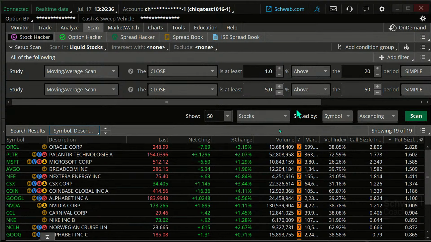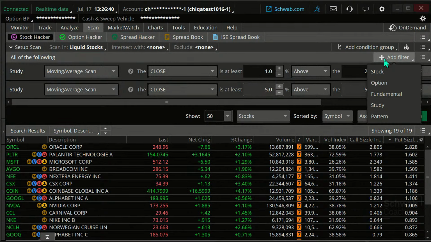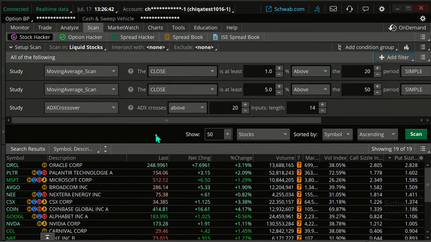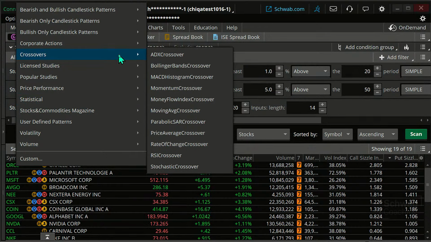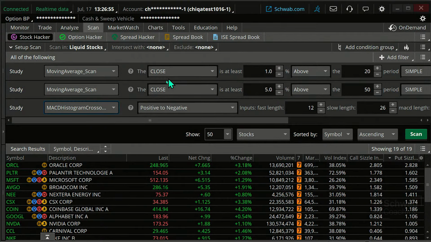Remember, I want that MACD histogram to be going higher. So I'm going to add another filter. I'm going to go to study, but we're going to have a problem. We're going to look in studies and we're not going to find it. We'll see there's a MACD histogram crossover. Let's just click on that for a sec here.